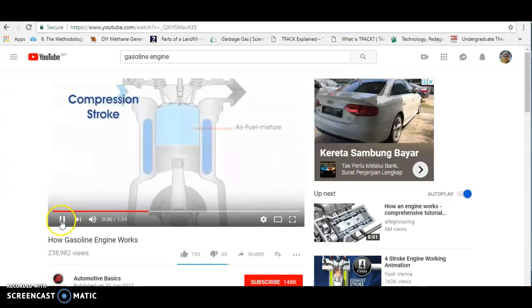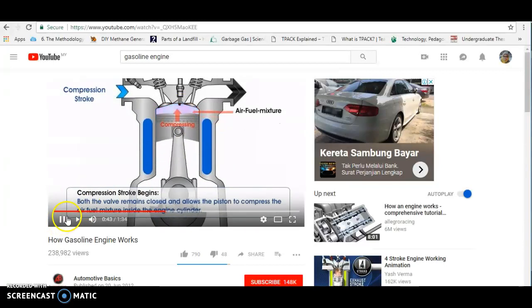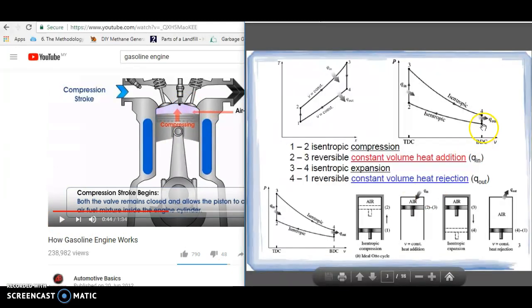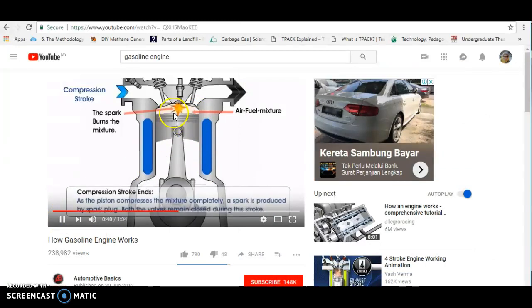Now, this is where the compression strokes happen, right? So this is your bottom dead center volume. So now it's going to compress upwards. This is where your plot, from this bottom dead center, is going to compress up to your top dead center over here. Okay. And then next, what is happening? It's going to have a spark here and burn the mixture.